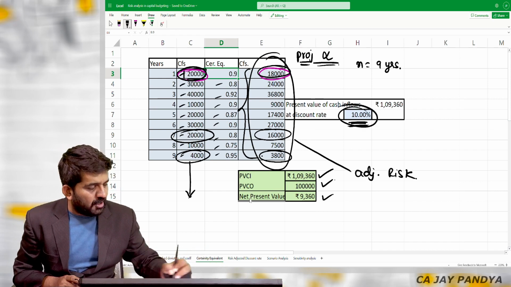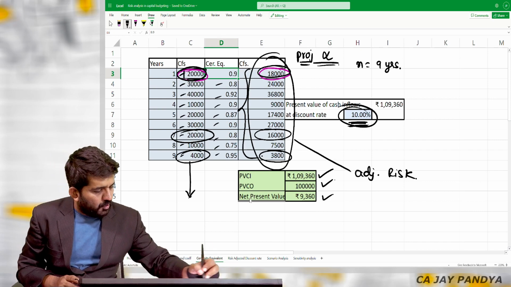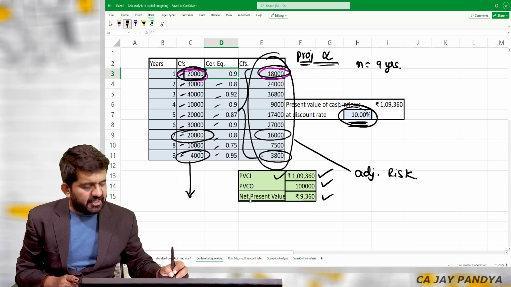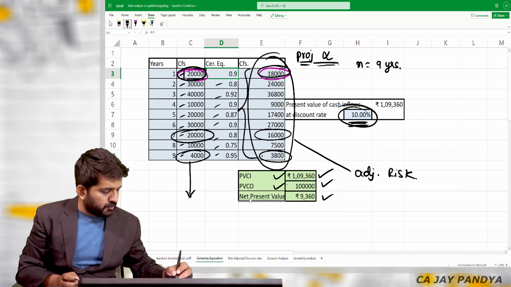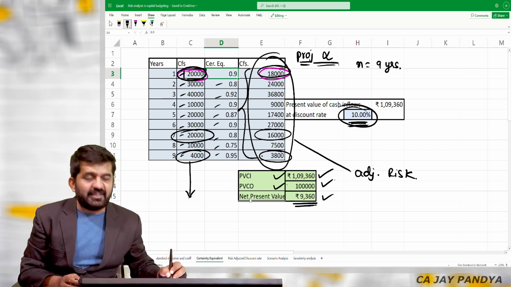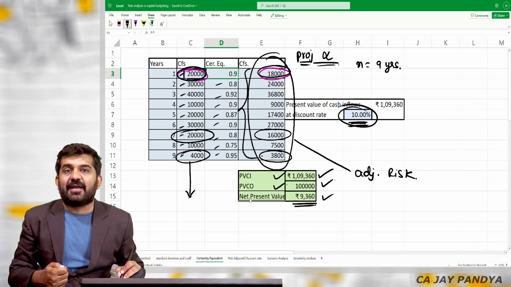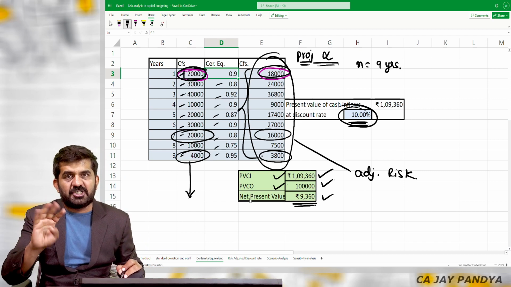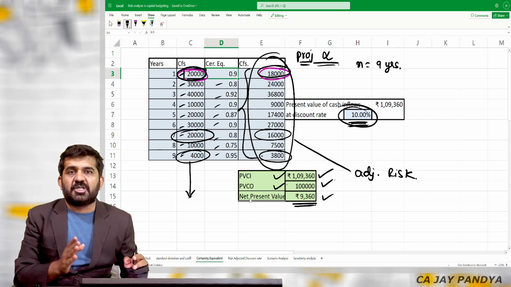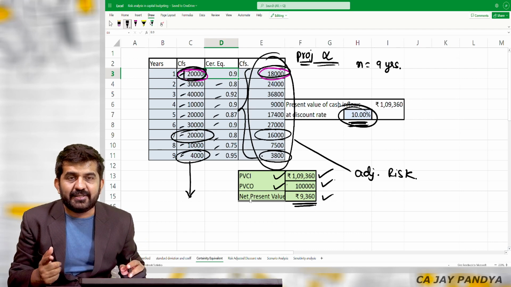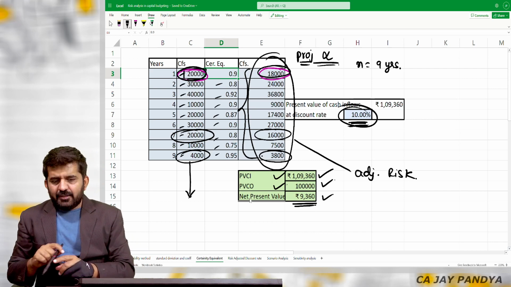What is our discount rate? 10%. What is the present value of cash inflow? 1,09,630. What is the present value of cash outflow? It is 1 lakh. My NPV is 9,360. I should accept the project. Capital budgeting decisions. Have I incorporated risk in my capital budgeting decision? The answer is yes. Sir, let me prove this.